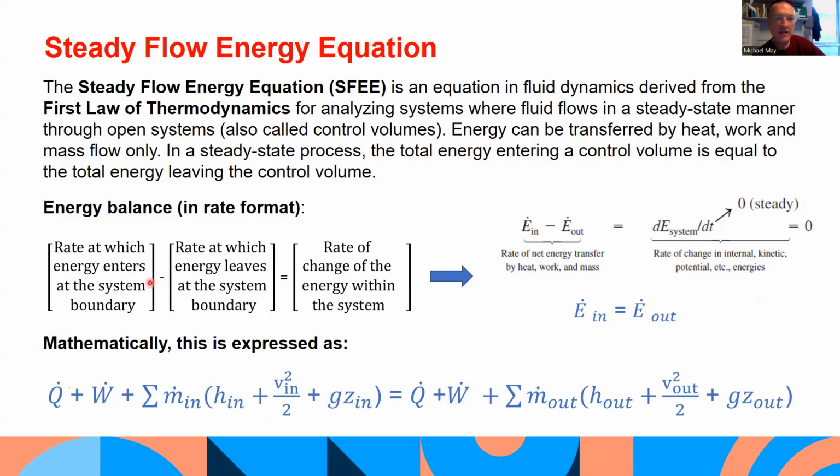So we're saying the rate at which energy enters the system minus the rate at which energy leaves the system equals the rate of change of energy within the system. And for steady state flow, there should be no rate of change of energy in the system, no accumulation or depreciation. So the energy in should equal the energy out. The energy coming in can be in the form of heat, work, or mass flow in its different shapes and forms. And the energy out can be in the form of heat, work, or mass flow in its different forms as well.